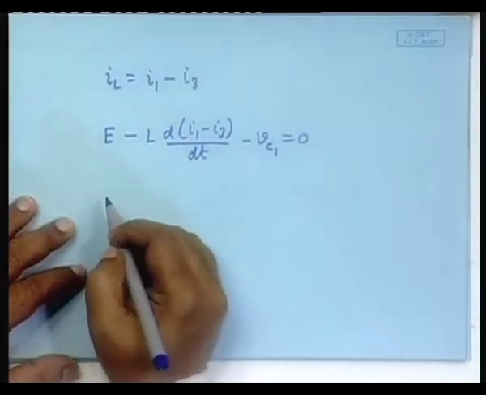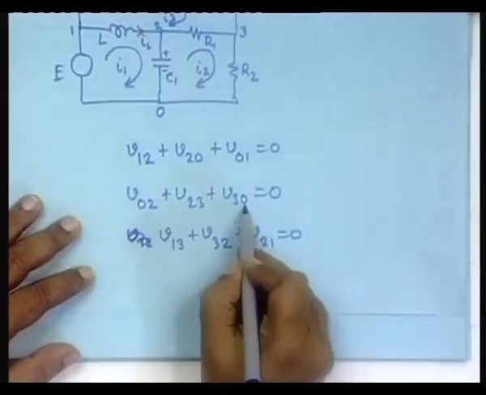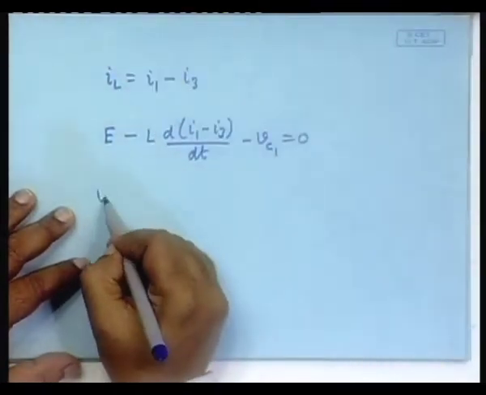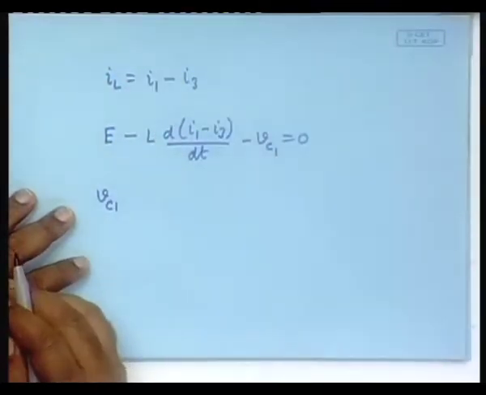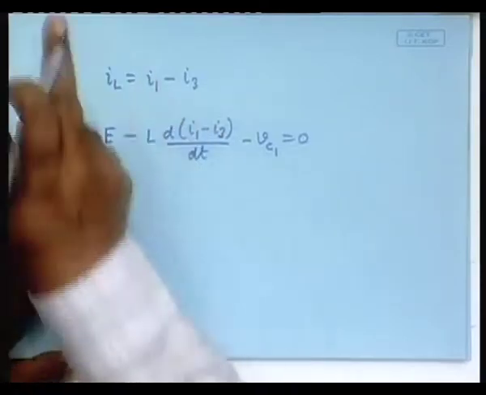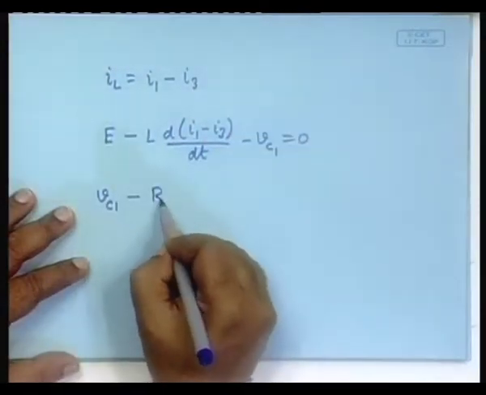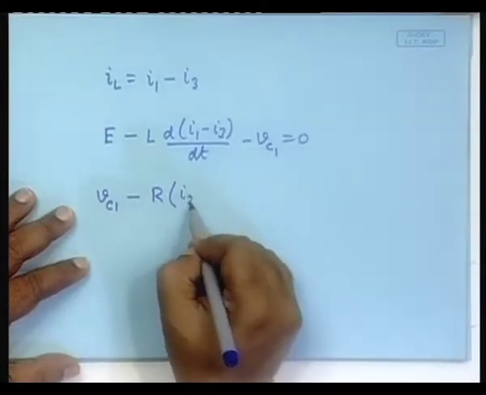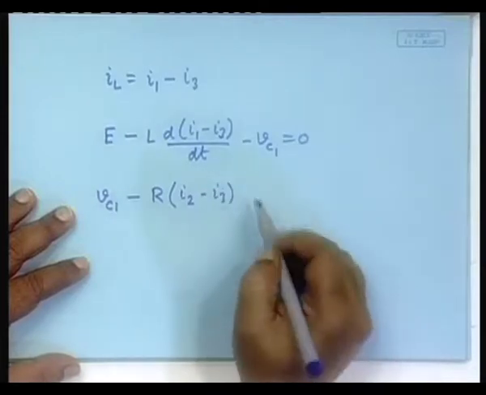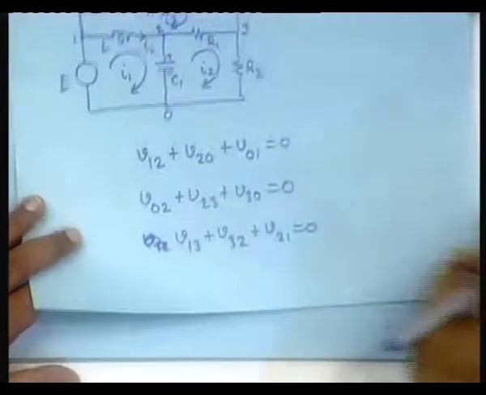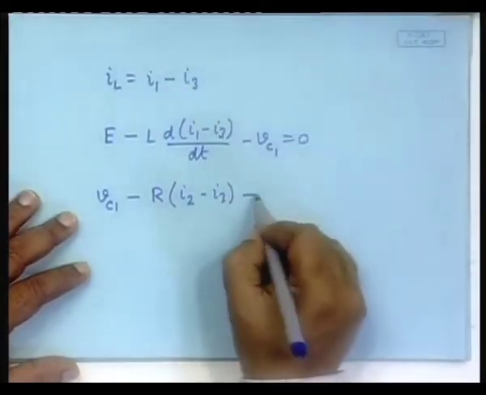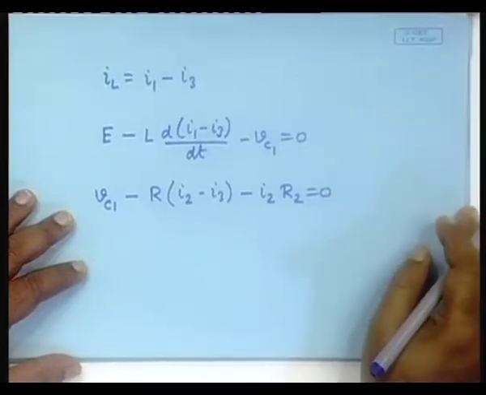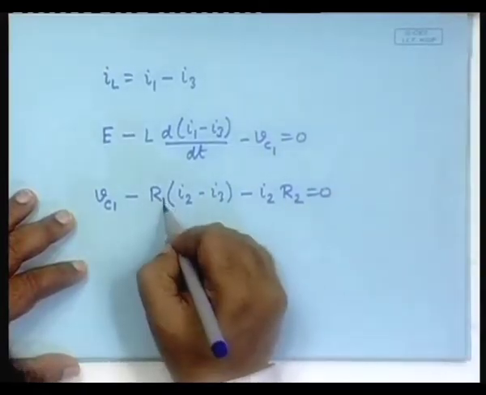Second equation becomes, we go up along the Vc. So, it is Vc1 minus the drop. So, minus R, it will be I2 minus I3, this one, minus I2 R2 is equal to 0.